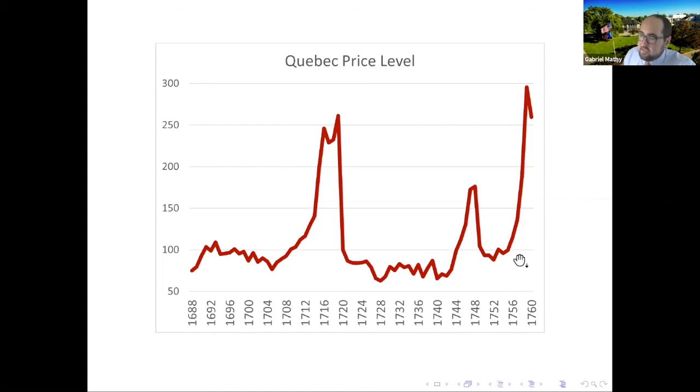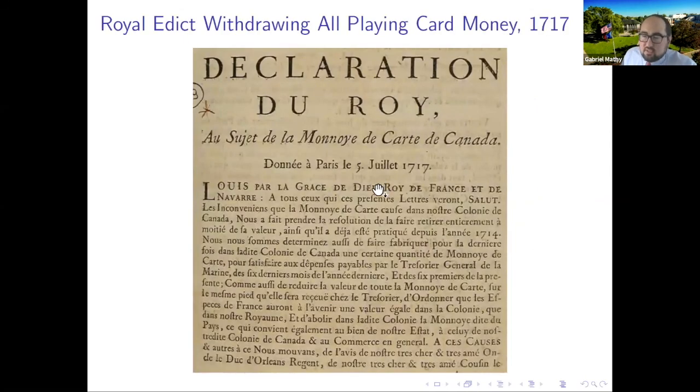And then during the French and Indian War, the price level is going to inflate away. The French government promises to pay it off, even under British control. But with the French Revolution, that doesn't really happen in the end. Here you can see them withdrawing all paper money in 1717. It works well until they run into fiscal trouble.